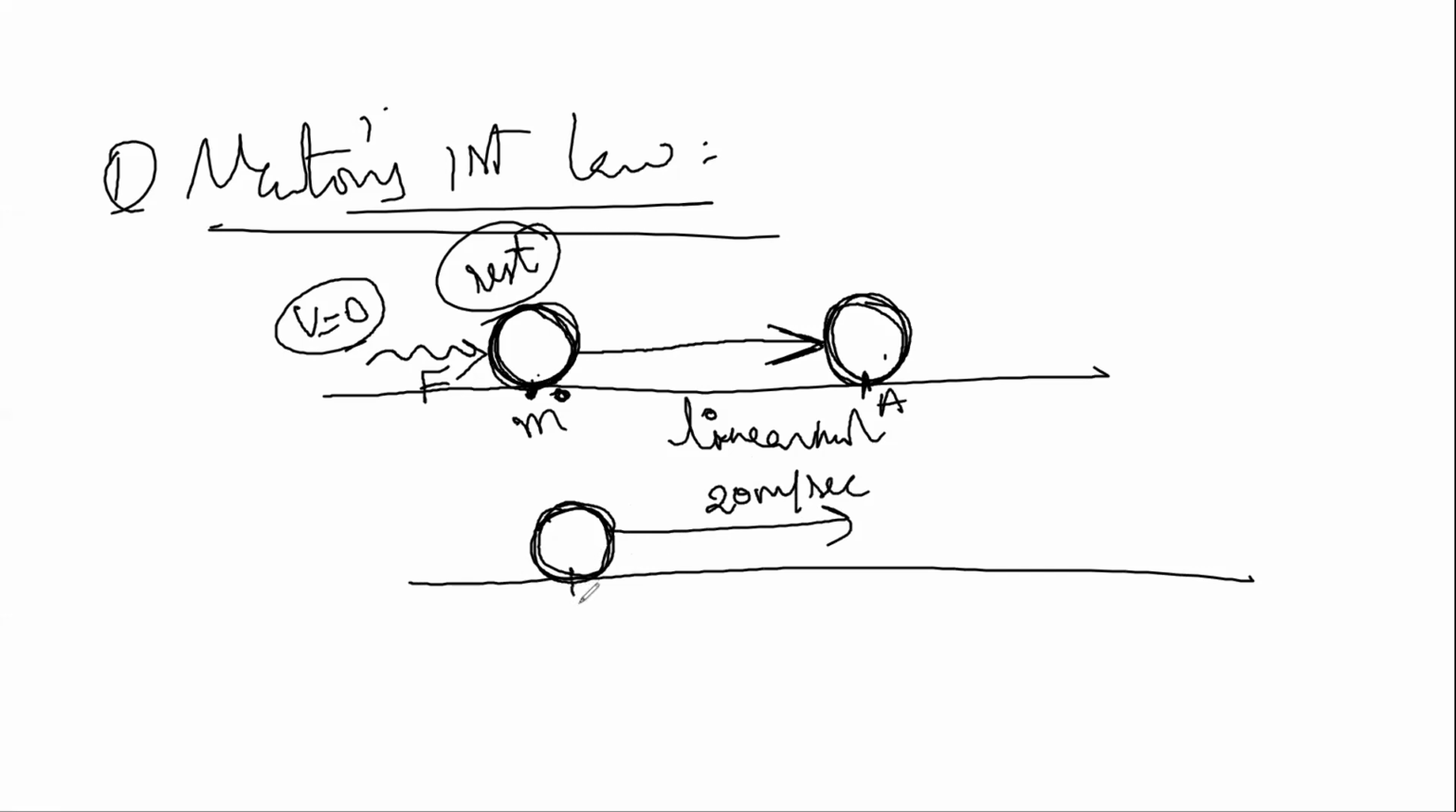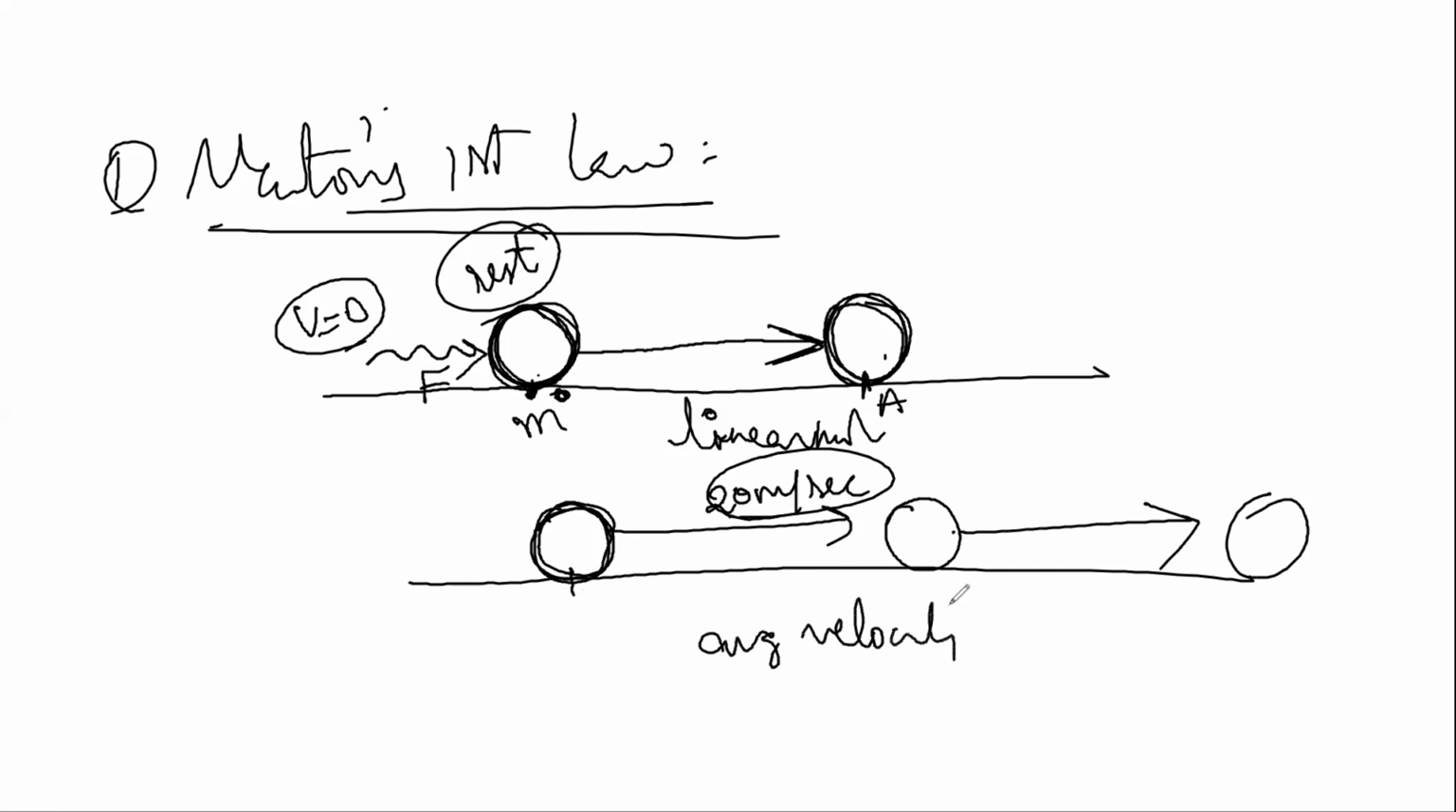At this point, if I consider, again I will calculate after the body travels here also, at any place I'm taking the average velocity, it is 20 meter per second. Average velocity is 20 meter per second. This body will continue to be in the state of 20 meter per second.